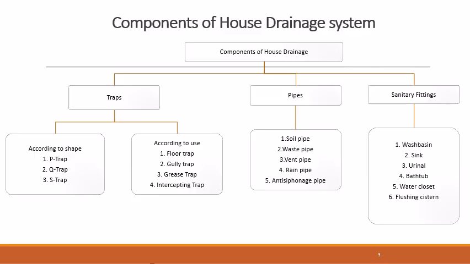When categorized based upon their use, there are the floor trap, gully trap, grease trap, and intercepting trap. Then pipes: there are different pipes used for the house drainage system, that is soil pipe, waste pipe, wind pipe, rain pipe, and anti-siphonage pipe. Then sanitary fittings, that is wash basin, sink, urinals, bathtub, water closet, and flushing systems.